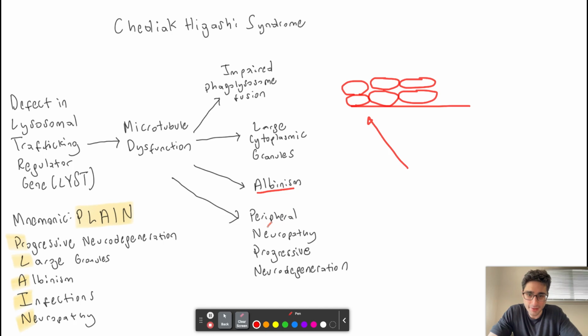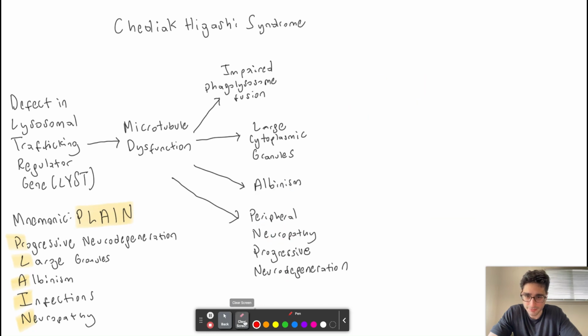Now, it's the same idea with the peripheral neuropathy and the progressive neurodegeneration that we see in these patients. Imagine that this is a person, and in order to nourish our nerves, we need to send proteins into the periphery and the appropriate sites for the nerves to be nourished. If we can't do that because there's a microtubule dysfunction, then that is going to cause damage to our nerves. So that is going to cause peripheral neuropathy and progressive neurodegeneration.